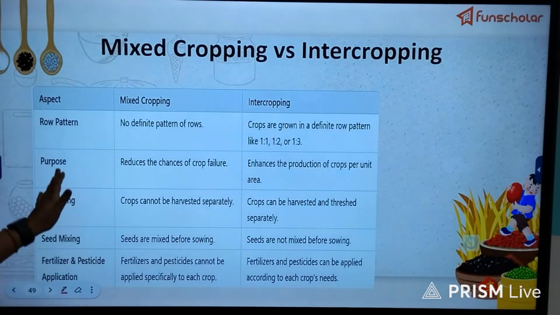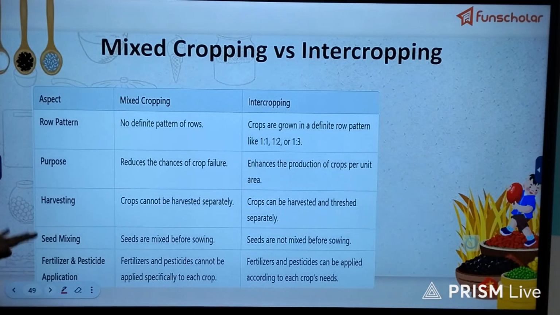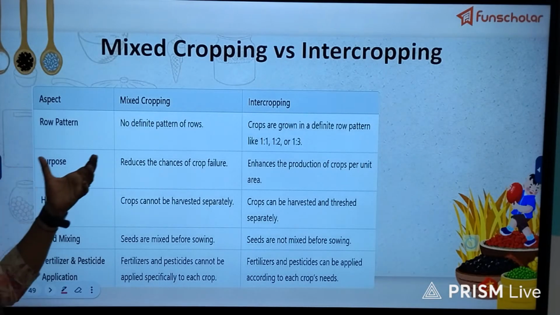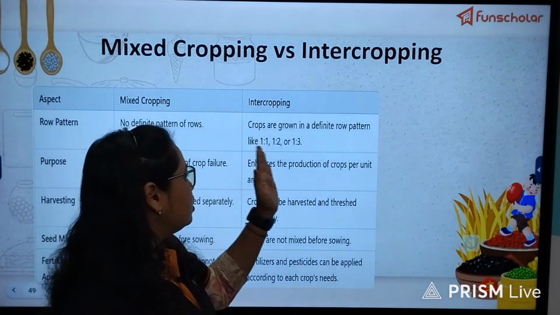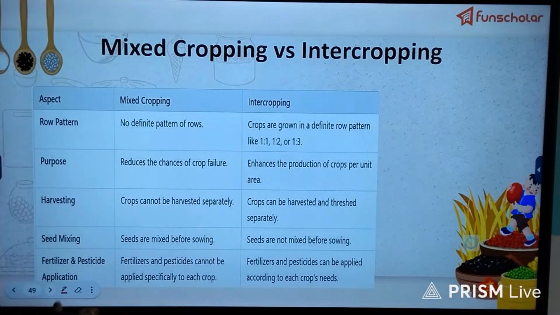So therefore, this is mixed cropping and intercropping. The difference in terms of the following aspects given over here. So in row pattern for mixed cropping, there is no definite row. For intercropping, there is a row, specifically alternating. That is why the name intercropping.